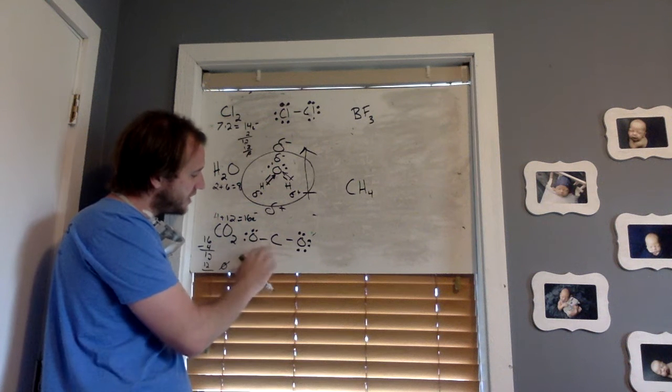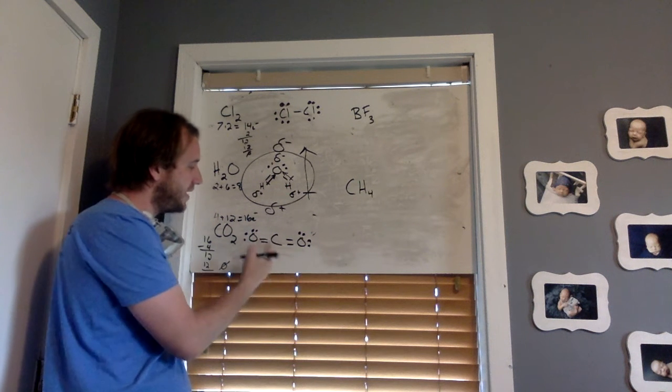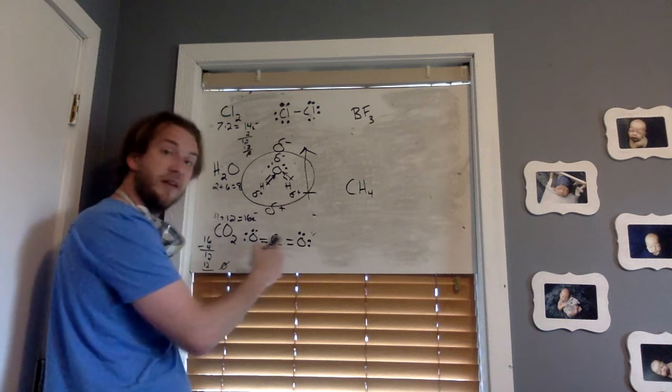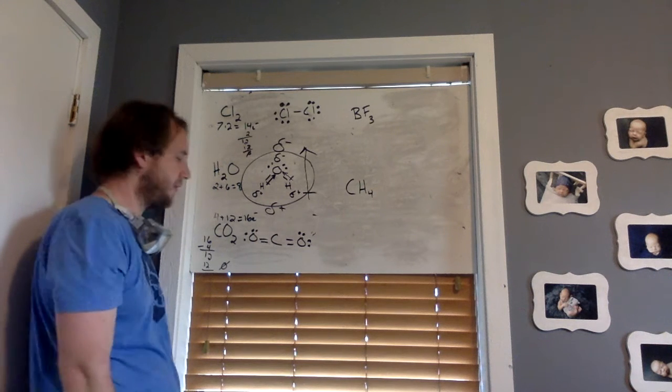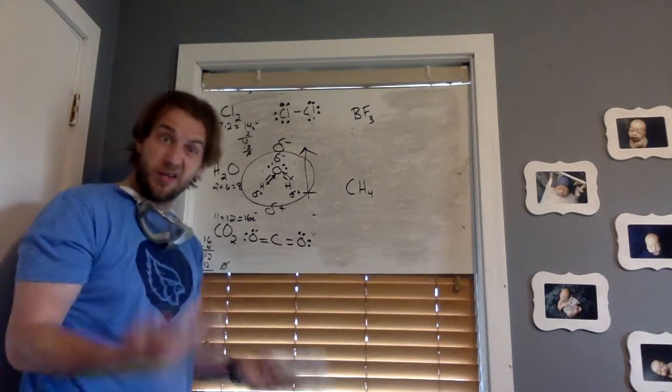We would take 2 of our electrons, bring them down, do a double bond. 2 of our electrons, bring them down, do a double bond. We now have kind of an even 8 around our carbon. Think about electronegativities. So now the question is, is this molecule polar?